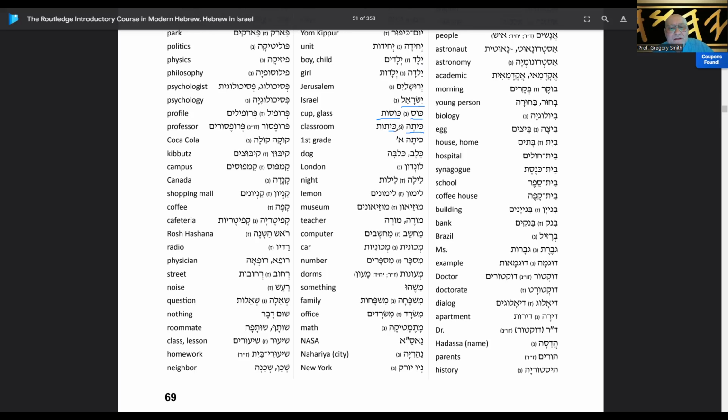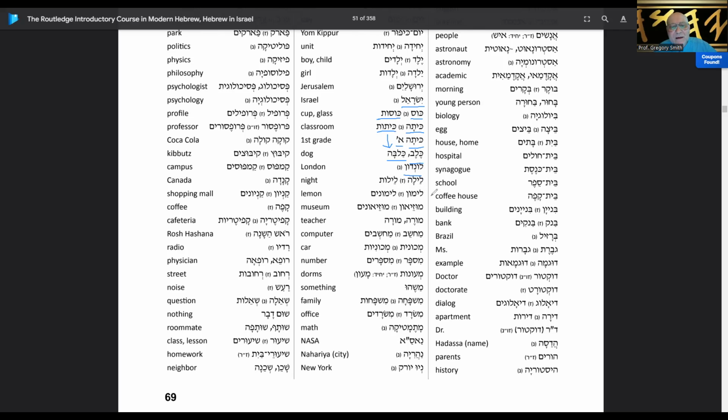Kita is classroom, kitot, classrooms. Kita aleph, that's like first grade. Kelev or kalba. Look at that, the word for a female dog. You don't see that very often, at least in the text that I'm using. Kalbat. Yeah, female. It's got a bad name too to it. I won't even mention that, but all right.